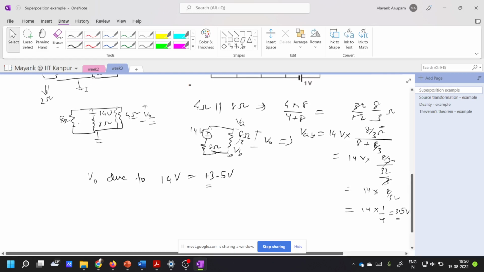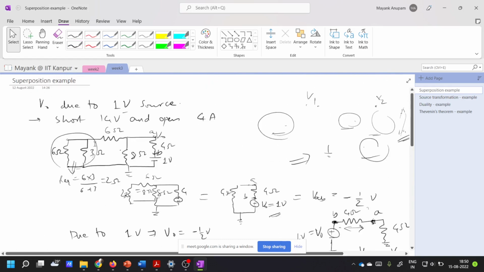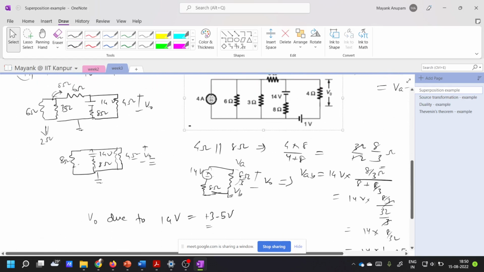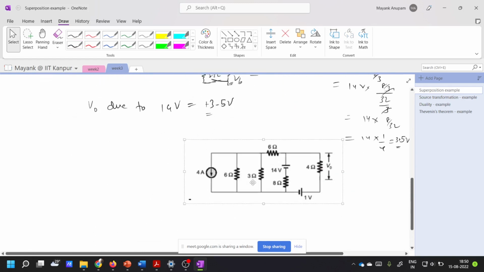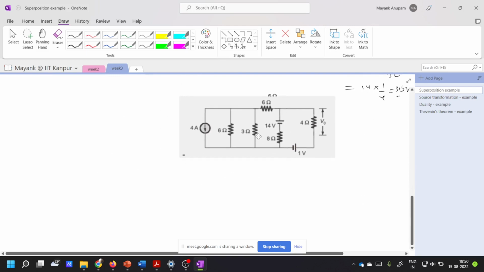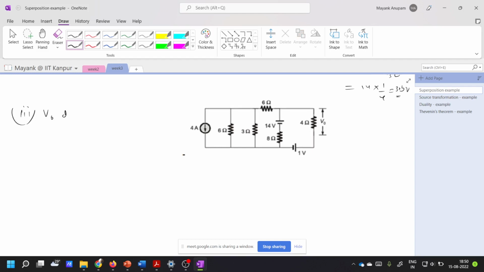Okay. Now the final one. Now we have to find the voltage due to this 4 ampere current source, isn't it? So now let us do that. Now the third one is V naught due to 4 ampere current source.